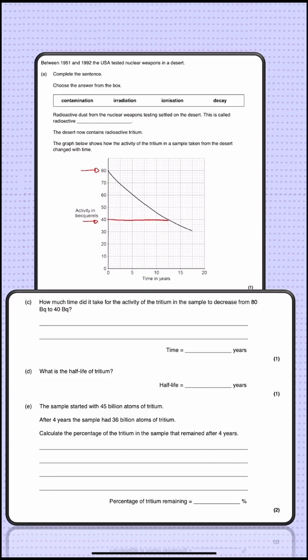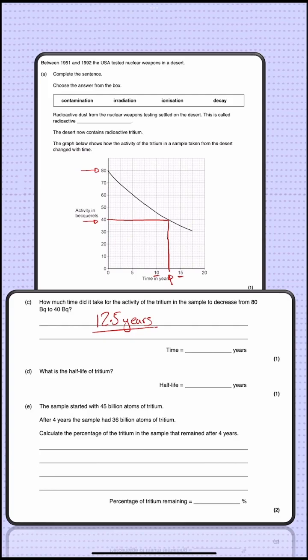And this time we're going to do it the other way around. We're going to draw a line across and we want to find out the number of years. It's exactly halfway between 10 and 15 years. So that would be 12.5 years. Well done, guys. You guys are getting it.